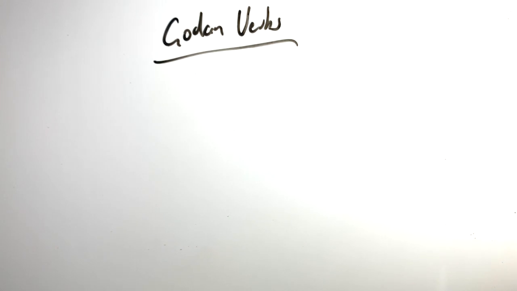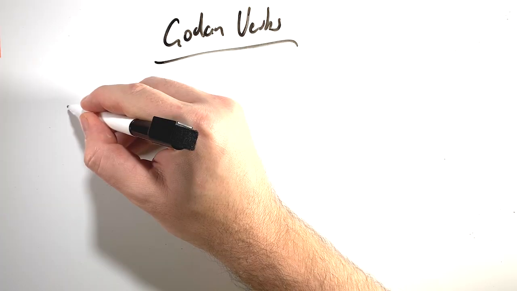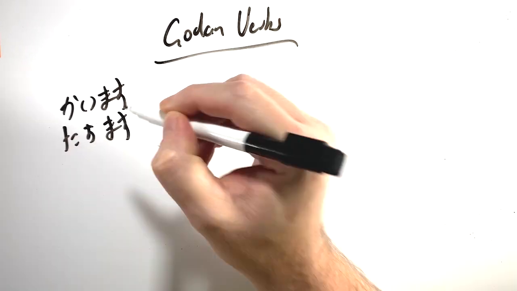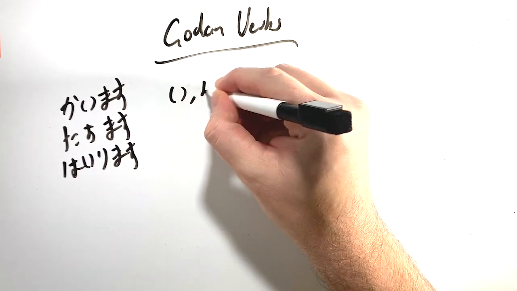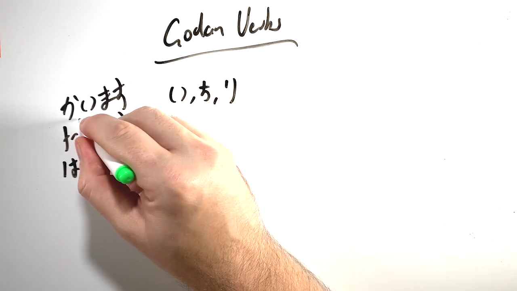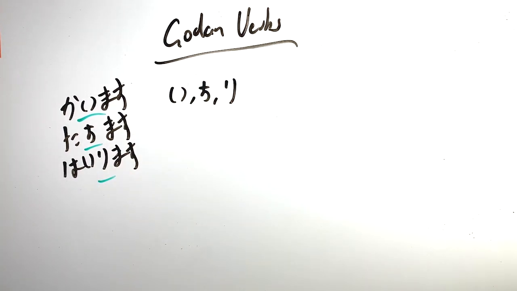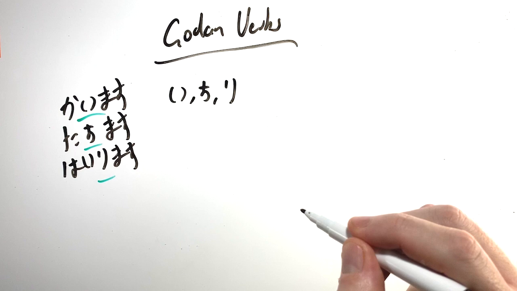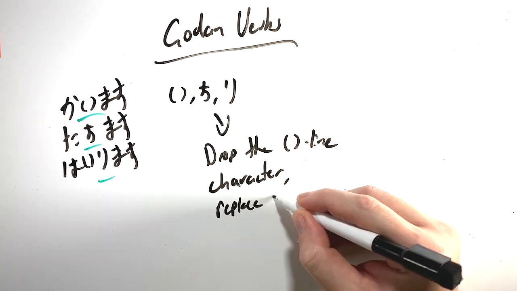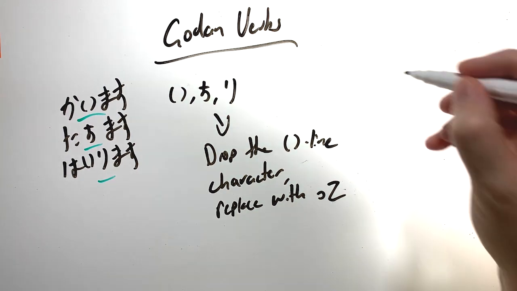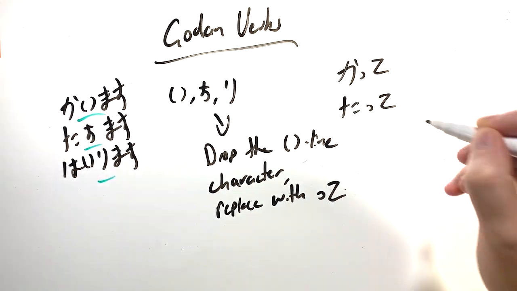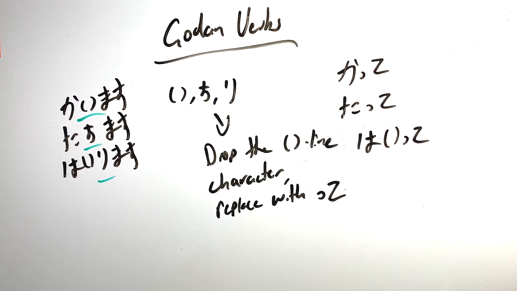There are three groups. We need to again look at the final character before the masu to figure out which group it belongs to. This is the first group, the i, chi, ri group. The last character in these verbs is i, chi, or ri. With godan verbs, the last character of the verb stem always comes from the i line on the hiragana chart. So the rule in this case is really straightforward. Drop the i line character, replace it with a small tsu, and then te. So kaimasu becomes katte, tachimasu becomes tatte, and hairimasu becomes haitte.